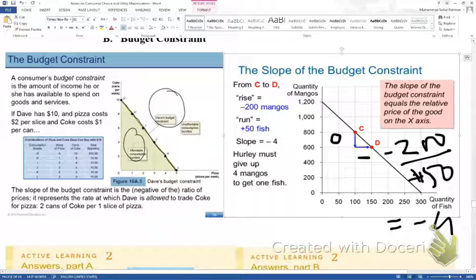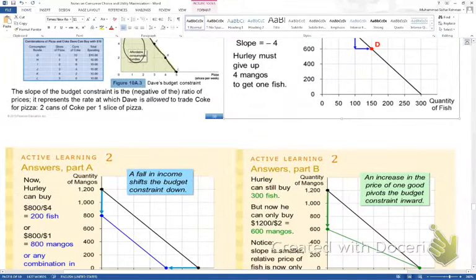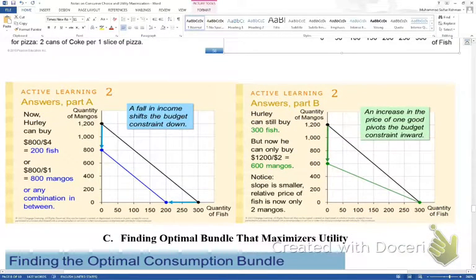Notice that for the budget constraint, the slope is constant, right? It's a straight line, so it's not like the indifference curve. So I guess the budget constraint is much easier to understand. Now there are things that change the shape of this budget constraint, and I think we need to understand that before we look at the optimal stuff.